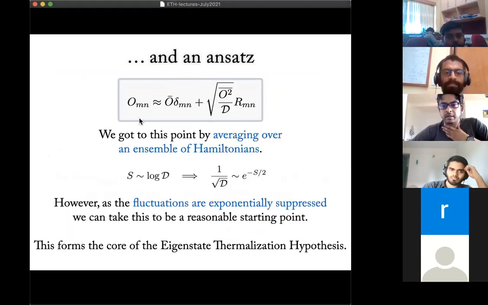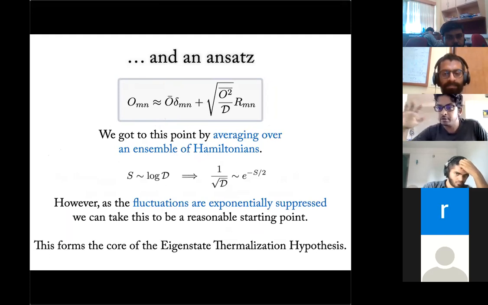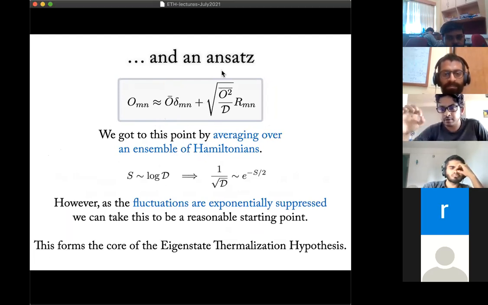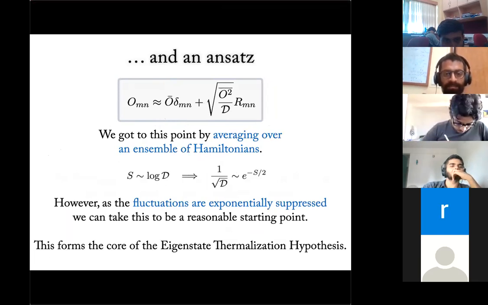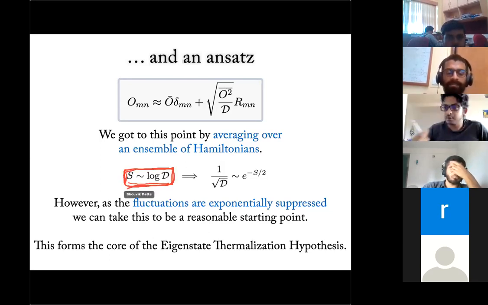Okay, so we arrived at this ansatz for the matrix elements of this operator O. We got to this point by averaging over an ensemble of Hamiltonians, because note that the overbars indicated ensemble averages. So for a typical member of the random matrix ensemble, if you take an operator and look at its matrix elements, it's very likely to obey this ansatz. Now, notice that the entropy of your system is the log of the number of microstates. D is the rank of your matrix, so the entropy can be thought of as the log of the number of high energy states. Since we are at high energies, 1 over square root D, which is the combination that appears over here, is essentially e to the minus S by 2.